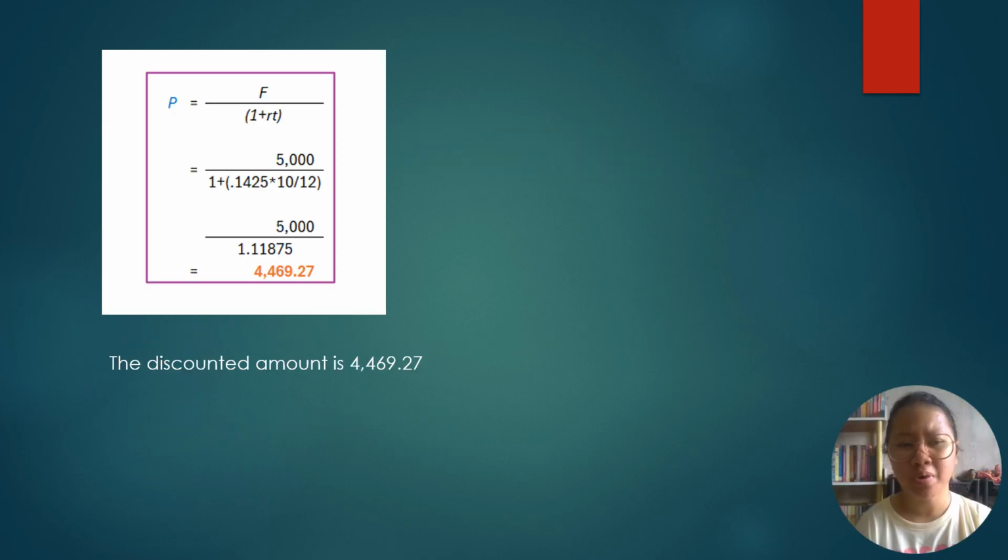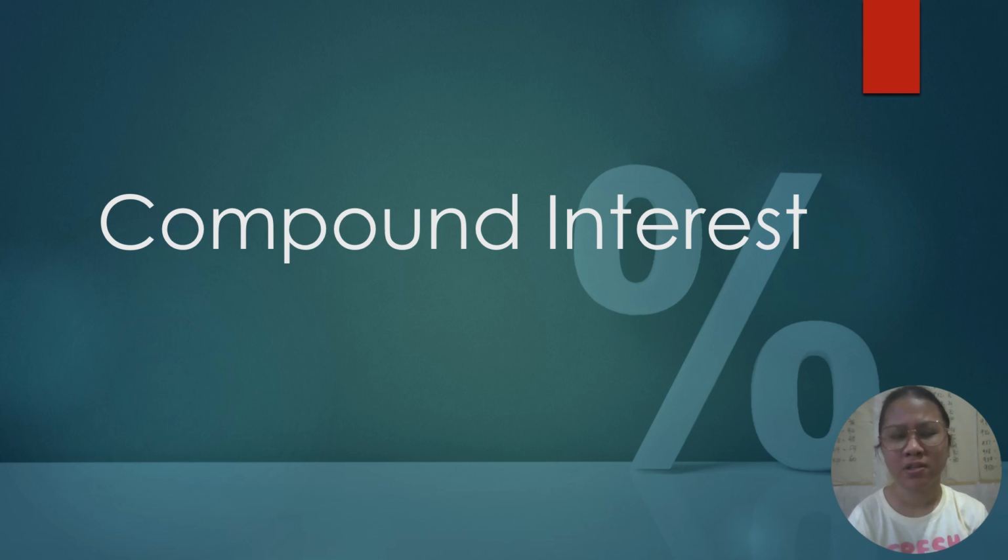By using the formula, present value is equal to face amount over 1 plus rate times time. The computation would be present value equals 5,000 over 1 plus 0.1425 times 10 divided by 12. So 5,000 over 1.11875 is equal to 4,469.27, which is the discounted amount. We are done with the simple interest.